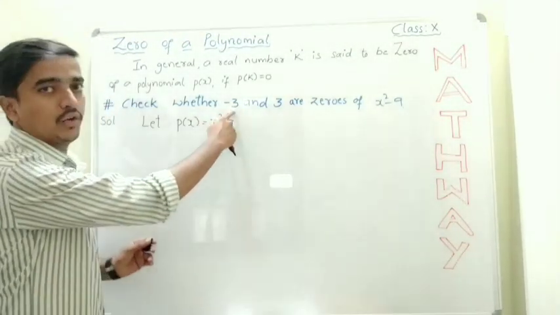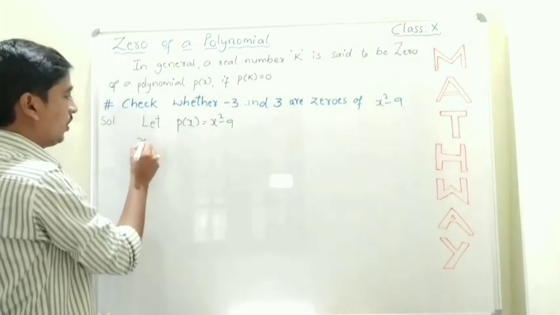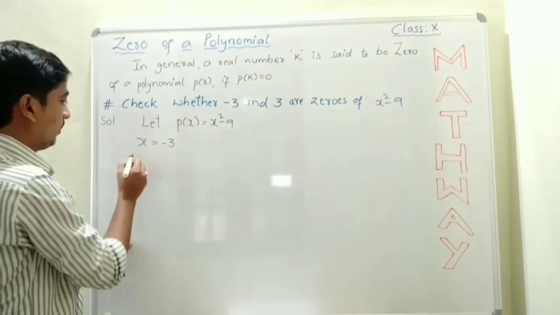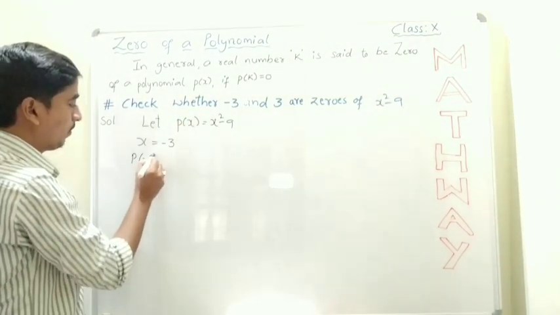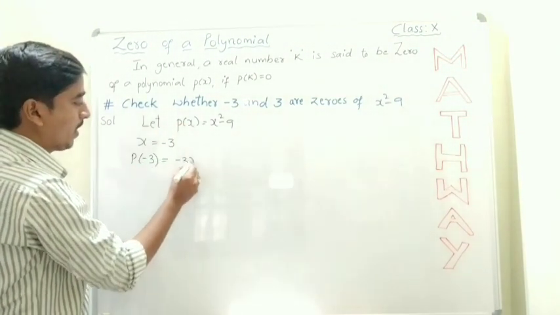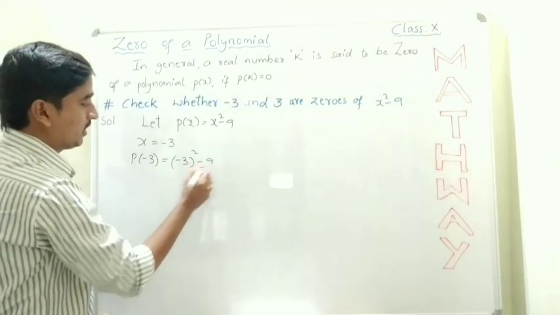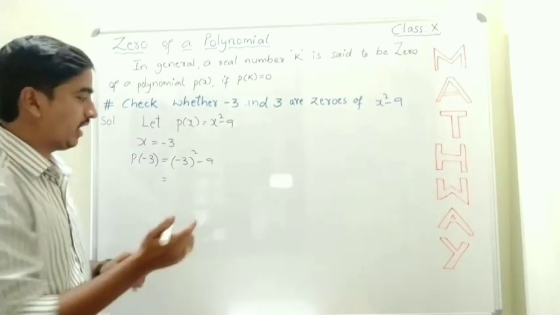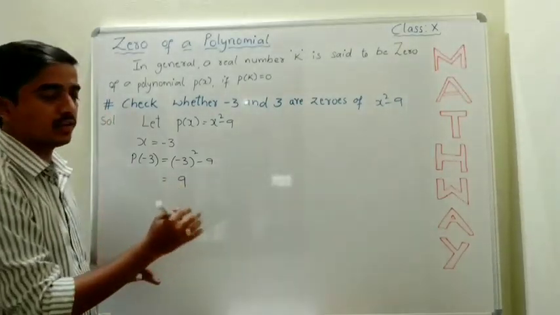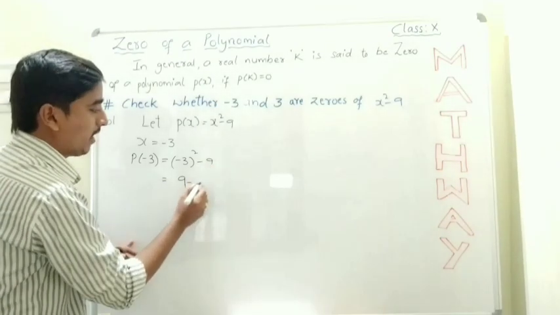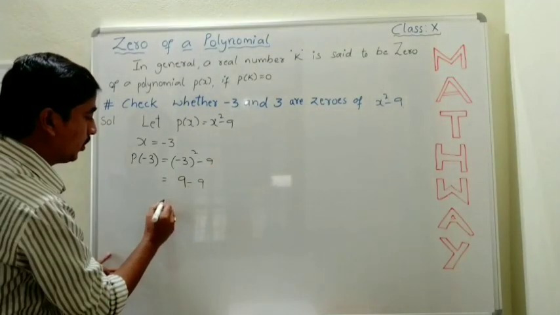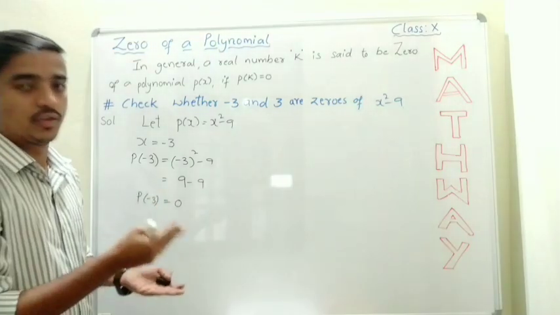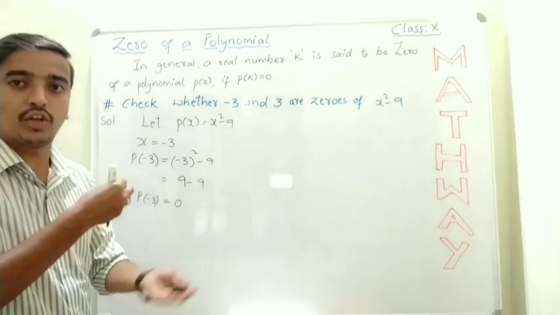Firstly, substitute x value as minus 3. So now take x equals minus 3. Substitute the value in the given polynomial. Then p of minus 3 is equal to minus 3 whole square minus 9. So minus 3 whole square means minus 3 into minus 3. 3 threes are 9 and minus into minus is plus. So it is plus 9 and still minus 9 is left. 9 minus 9 is 0. So p of minus 3 we got 0. So we can say that minus 3 is the zero of the polynomial.